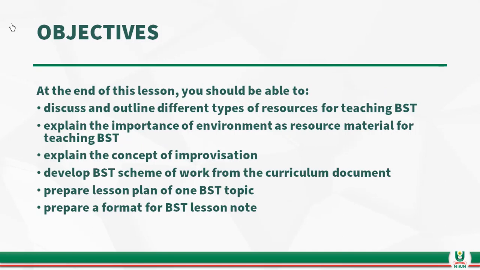Now, at the end of this lesson, you should be able to discuss and outline different types of resources for teaching basic science and technology, explain the importance of environment as resource material for teaching basic science and technology, explain the concept of improvisation, develop basic science and technology scheme of work from the curriculum document, prepare lesson plan of one of the topics in the subject, then prepare format for basic science and technology lesson.